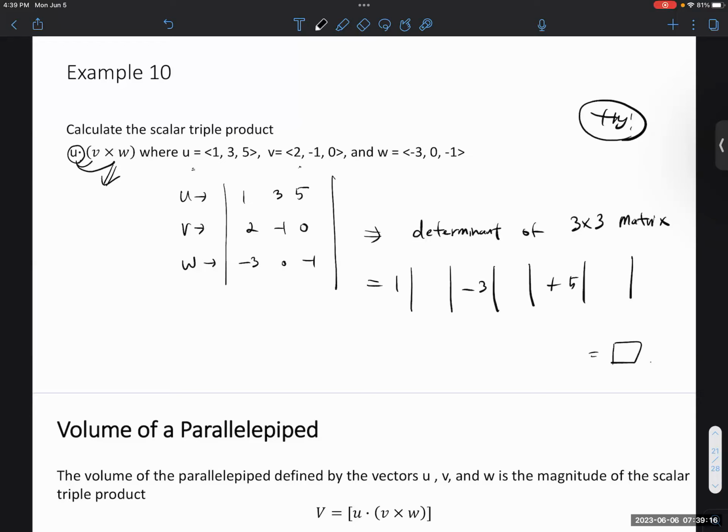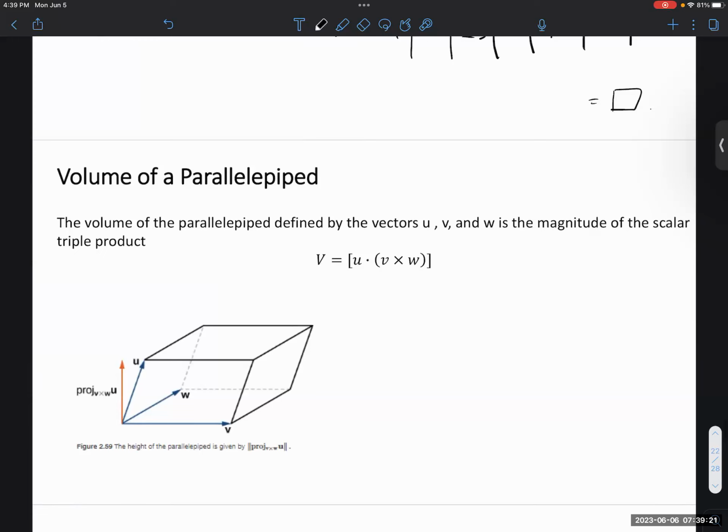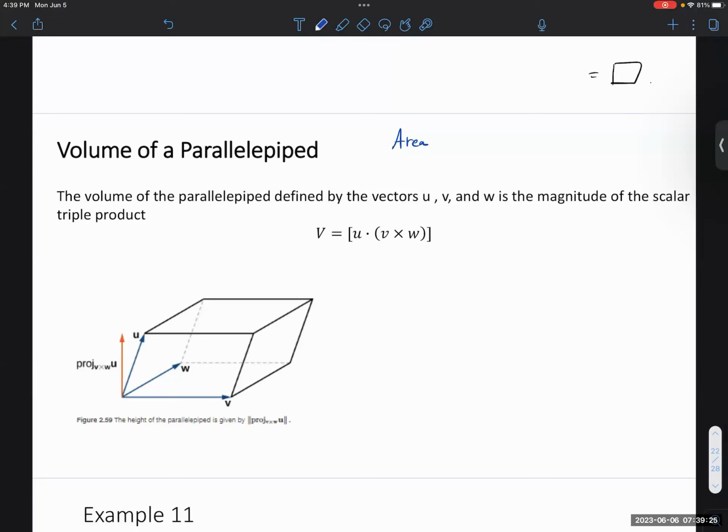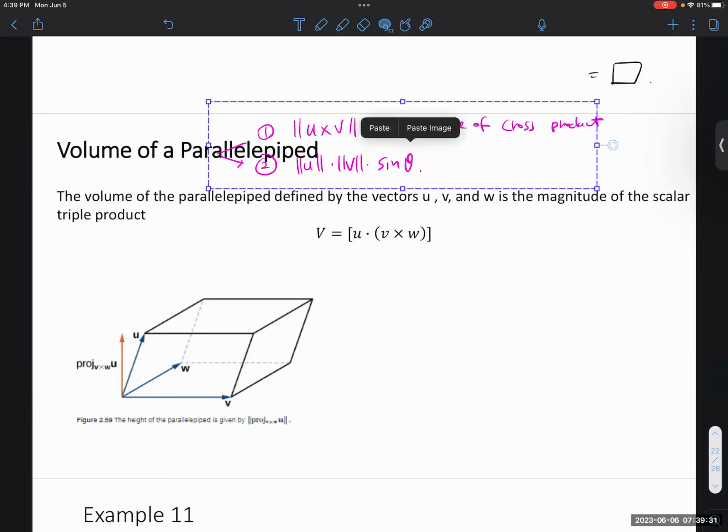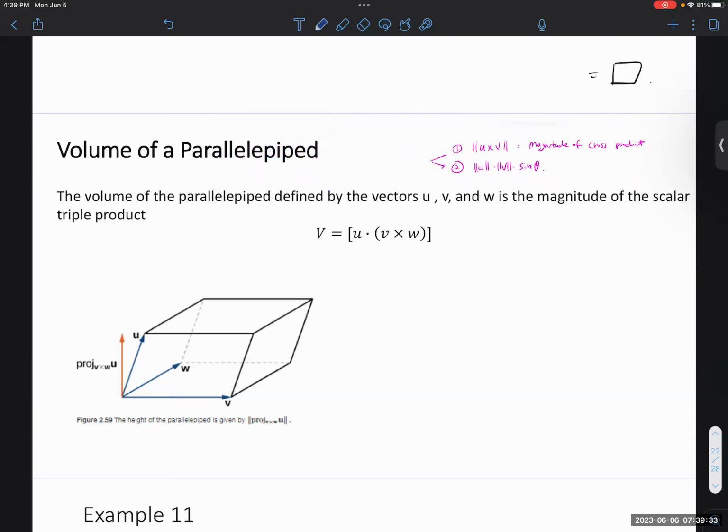So why am I showing you this one? Because this skill is going to find out the next concept. The next one is more important. So we know how to find out the area of a parallelogram. If you remember, the area of the parallelogram, let me copy paste. So we know this one. This is the area of the parallelogram. So we use either this formula or that formula. How about the volume?